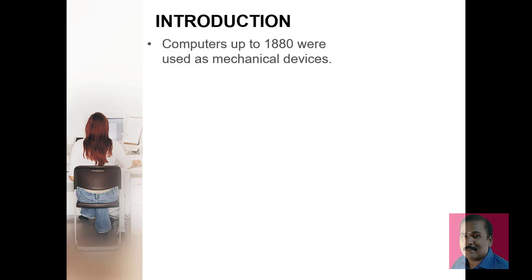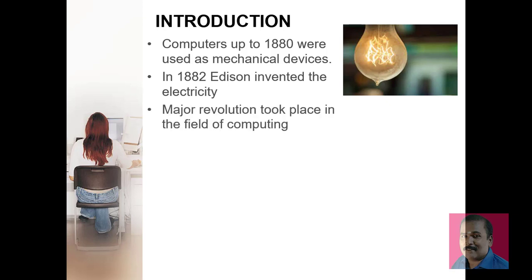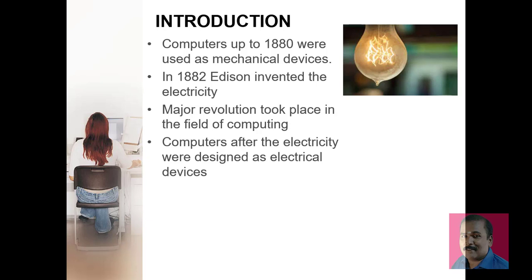So computers up to 1880 were used as mechanical devices. Thereafter, in 1882, Edison invented electricity. Such an invention made a major evolution in the field of computing. Computers after electricity were designed as electrical devices. Following that electricity, and with the major evolution of computers from mechanical to electrical, the generations of computers also started.